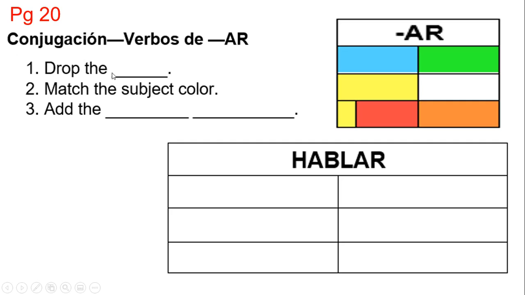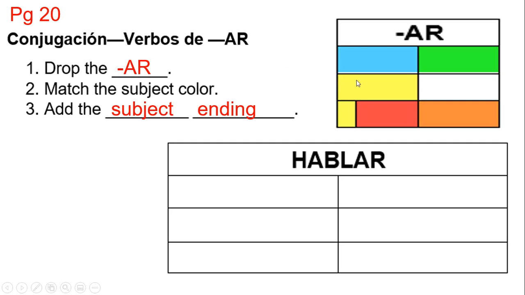So the first thing you're going to do is drop the AR. That's the infinitive ending. If you remember, an infinitive is the form of the verb that hasn't been conjugated yet. That's the to walk, to run, to speak, to dance. So it still is going to end in AR. We're going to drop that AR, and then we're going to match the subject color. So if our sentence says yo, we will use the blue box because that's the box where yo is. If our sentence says Maria, we're going to use the red box because that's where the word she, or ella, is. So we just have to match the colors.